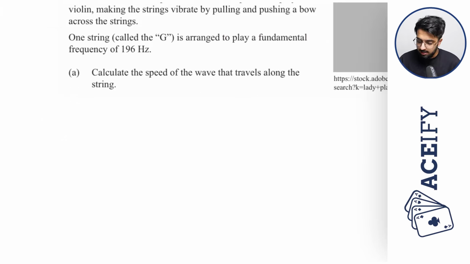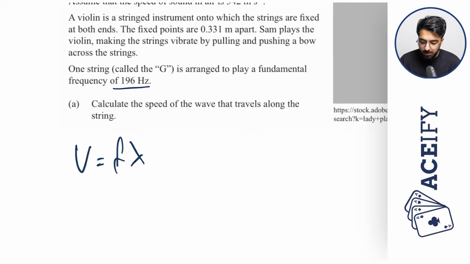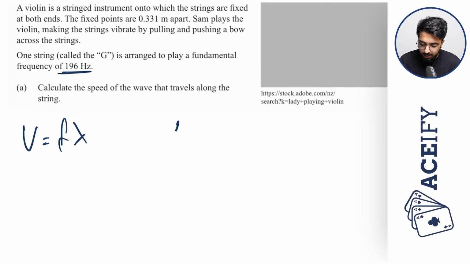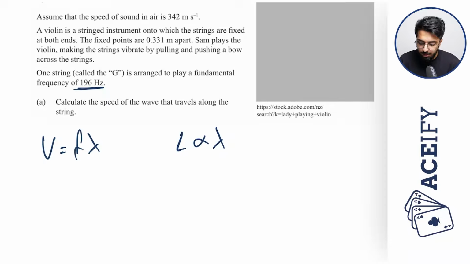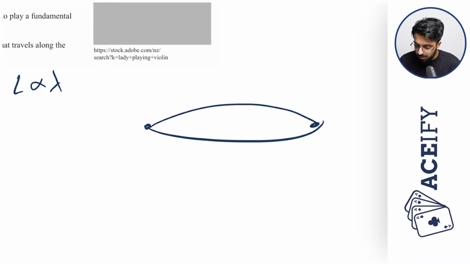Alright, so this is a simple question. We know that the velocity of the wave is equal to our frequency times our wavelength. We are given the frequency right here, and we know that our length is directly proportional to our wavelength. In this case, we have a situation where our boundary conditions are fixed at both ends, meaning we can draw out the string like so, and we are playing the fundamental frequency, so we have nodes on both ends, and this is an antinode, okay?